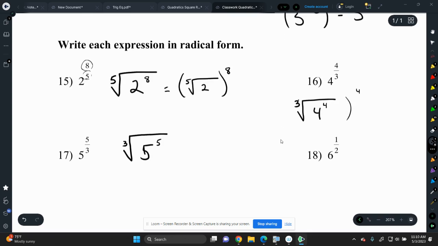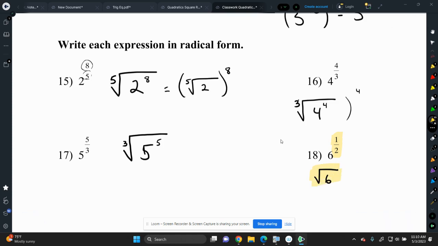Last one, 6 to the 1/2 is square root of 6. This you should know. This should be really quick and easy. Anytime you see to the 1/2 power, it's just a square root. Okay, so that should be quick and easy for you every time. Okay? Okay, so your quiz Friday will be like this worksheet. Okay? All right, we're going to start something new.